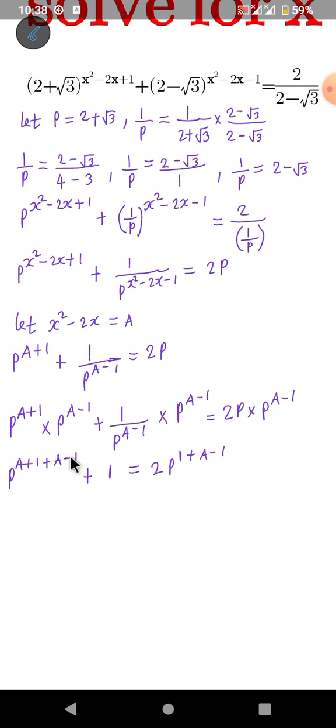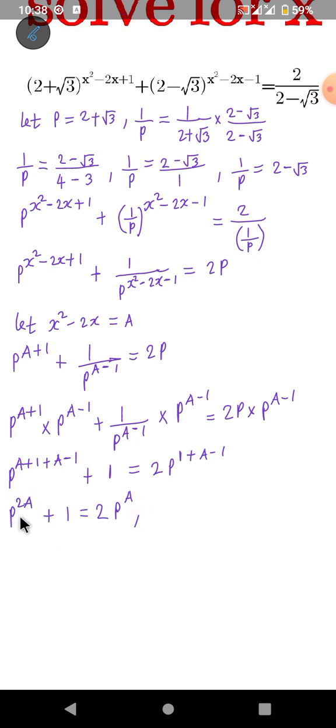Plus 1 minus 1, we subtract each other. Then we now have p, a plus a is 2a, that's p raised to the power of 2a plus 1 equal to 2. Then 1 minus 1 is 0. We just have 2p raised to the power of a. Then we continue again. Now this is p raised to the power of 2a.